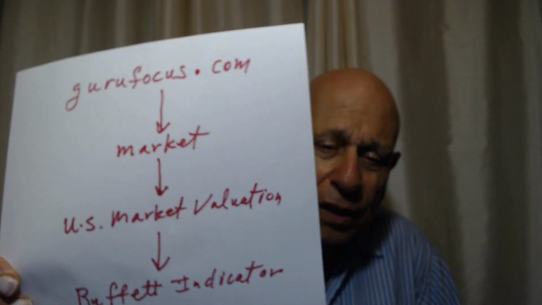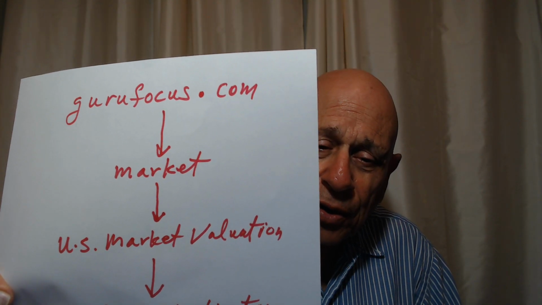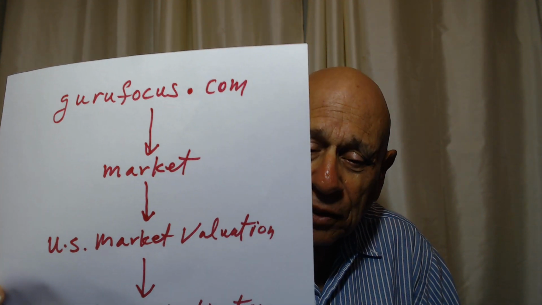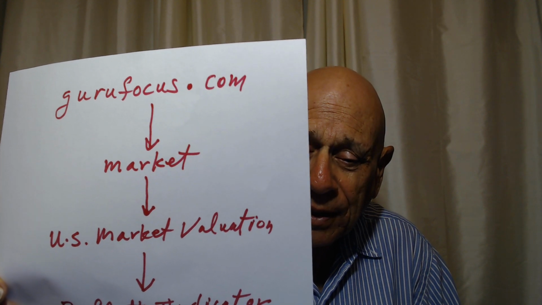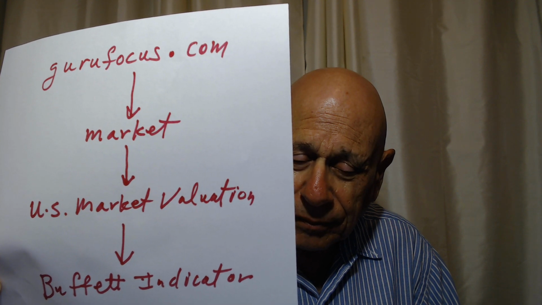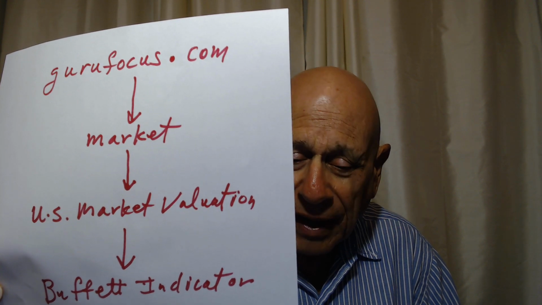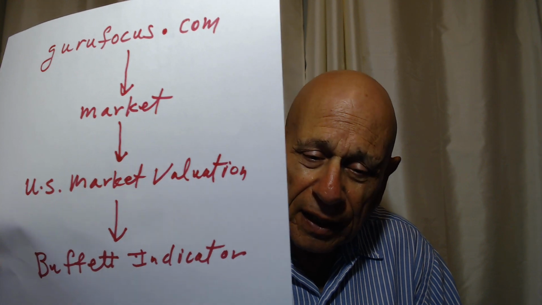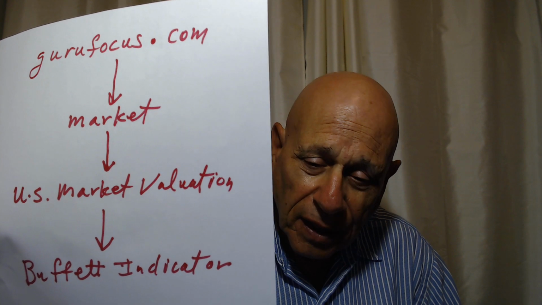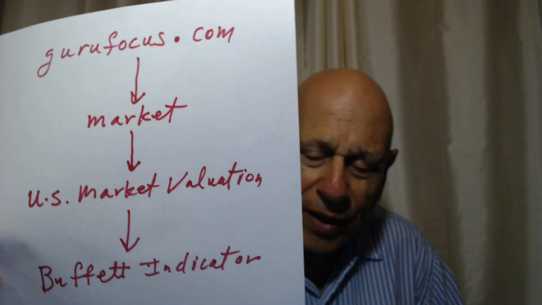So, where could you find it? So I came up with this little diagram right here. You go to Guru Focus, G-U-R-U Focus, F-O-C-U-S.com. And then you scroll down at the top, you'll see market. Put the cursor on the market, and then you go to U.S. market valuation. That'll show, I think it's on the extreme left. And then you click on Buffett indicator. That's all you have to do. I'll leave it up here for another few seconds. Okay, you have it? Good. You could always freeze the frame and write this down.